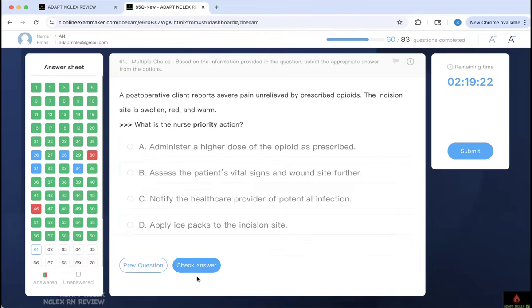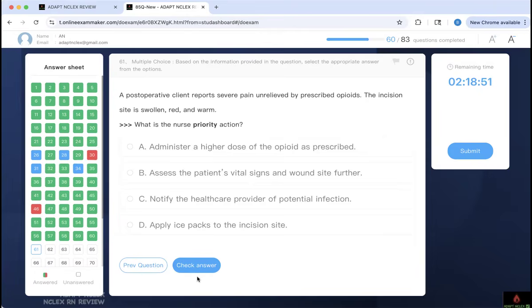A postoperative client reports severe pain unrelieved by opiate. Well, you give them pain medication, it's not relieving. What would you want to do? The incision is swollen, red, and warm. What is the next priority? Administer a higher dose of the opiate as prescribed. Assess the client's vital signs and wound site further. Notify the healthcare provider of potential infection. Apply ice packs to the infection site. The thing is pain, it's not helping.